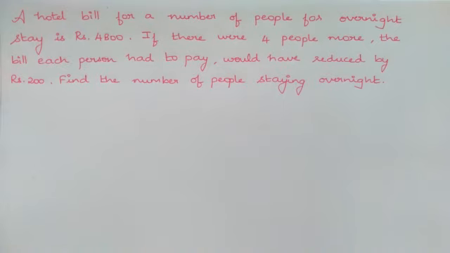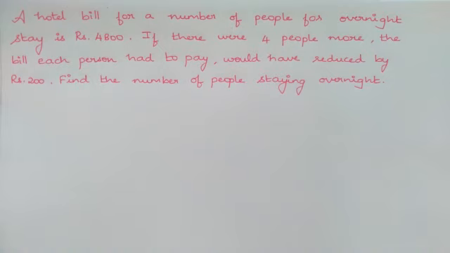So in this question we are given that for a hotel room for an overnight stay, the bill is rupees 4800. We don't know how many people are actually staying there. They are sharing with each other to pay the hotel bill. Suppose if there were 4 more people additionally in the group, then the bill amount for each of them to pay will be reduced by 200.